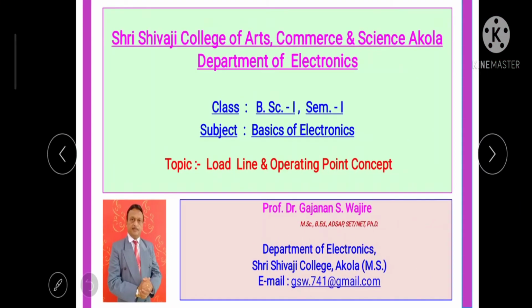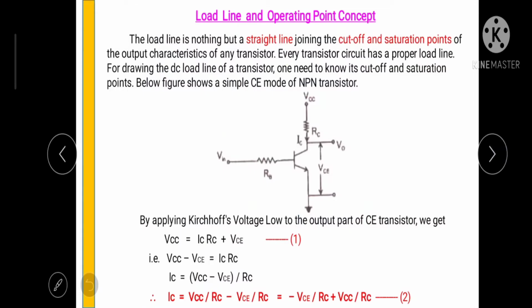Friends, today's topic for lecture is load line and operating point concept. In the last lecture, we already discussed the output characteristics of a transistor, in which we discussed the cutoff region, the saturation region, and in between there was an active region.